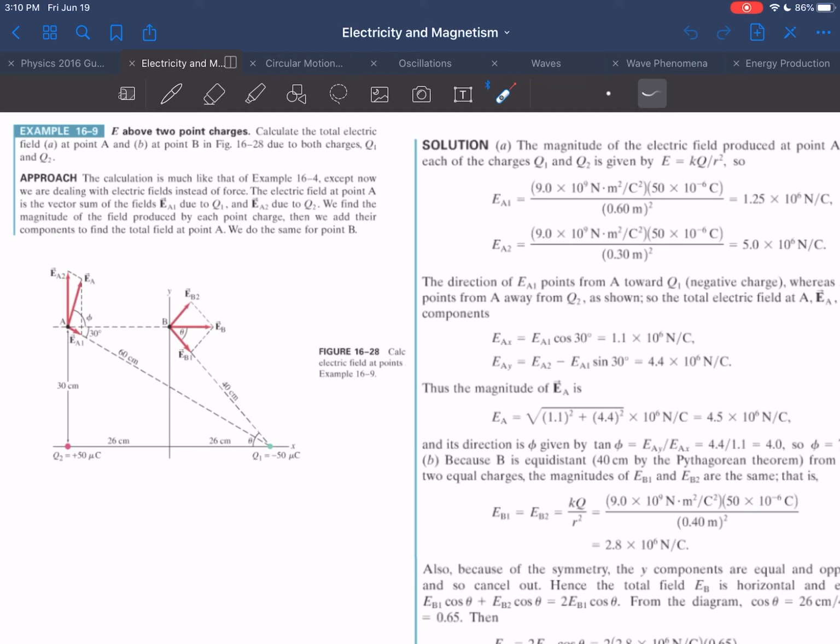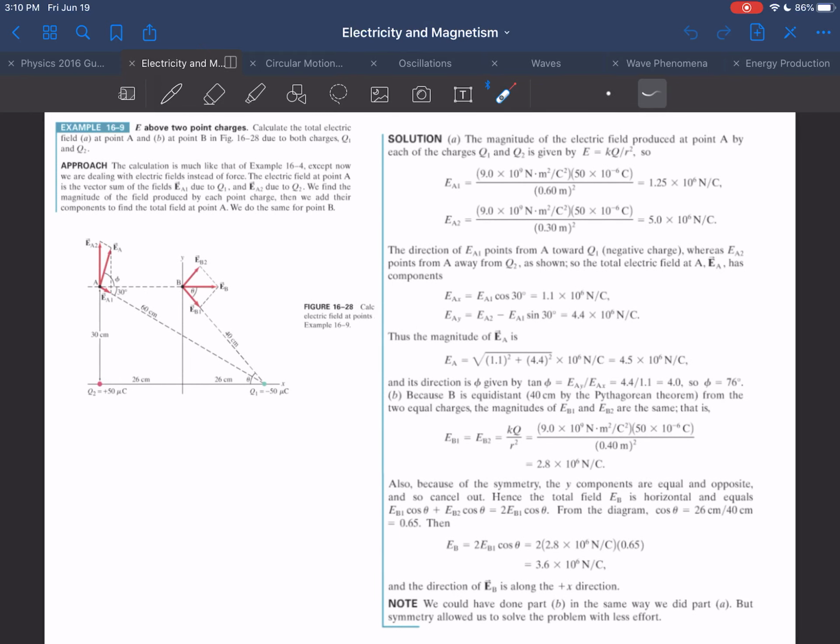1.1 times 10 to the 6 newtons per coulomb, squared, plus 4.4 times 10 to the 6 newtons per coulomb, squared, is equal to 4.5 times 10 to the 6 newtons per coulomb. And the direction you can then get by taking the ratio of the vertical component of EA that you just found to the horizontal component of EA that you just found. And that is shown here, giving an angle, phi, relative to the horizontal. Notice that's shown in the diagram right there, of 76 degrees.